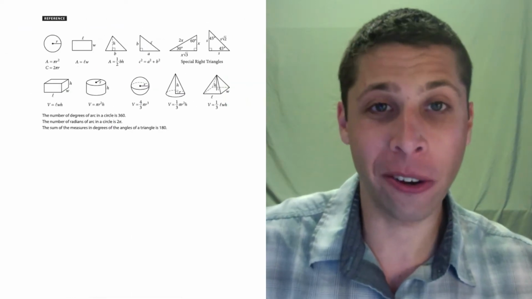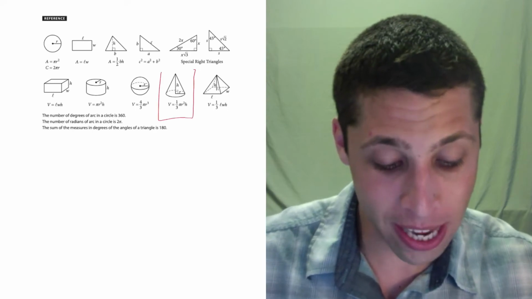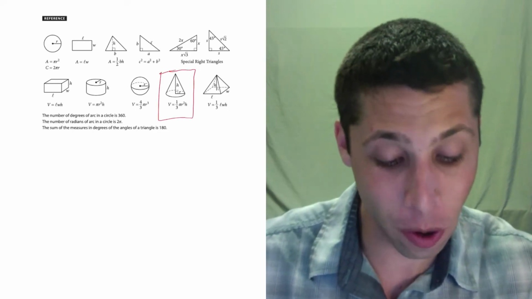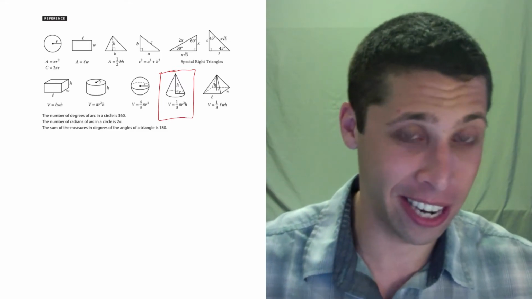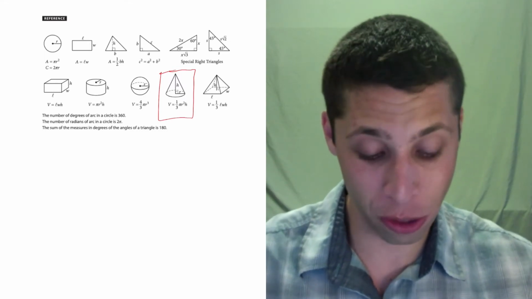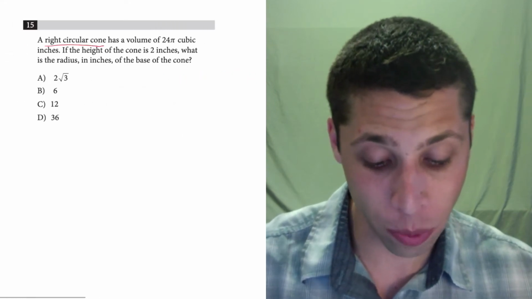Here we go. This whole thing at the beginning of the section tells you exactly what you need to know, and a cone is one of the formulas that is given to you on the SAT. Not on the ACT, on the SAT. And so there's really no excuse here. You've got the formula. V equals 1/3 pi r squared h.